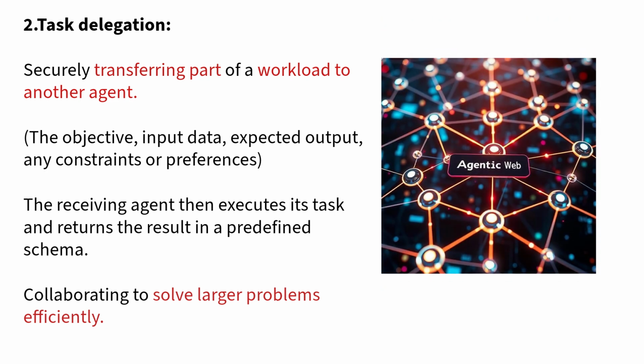Once agents discover each other, the next step is task delegation. This involves securely transferring part of a workload to another agent. Task data is packed into a structured request using formats like JSON or XML. It includes the objective, the input data, expected output, any constraints or preferences. The receiving agent then executes its task and returns the result in a predefined schema. The original agent integrates the result into a broader task it is handling. This modular design ensures agents work in a pipeline or mesh, collaborating to solve larger problems efficiently.